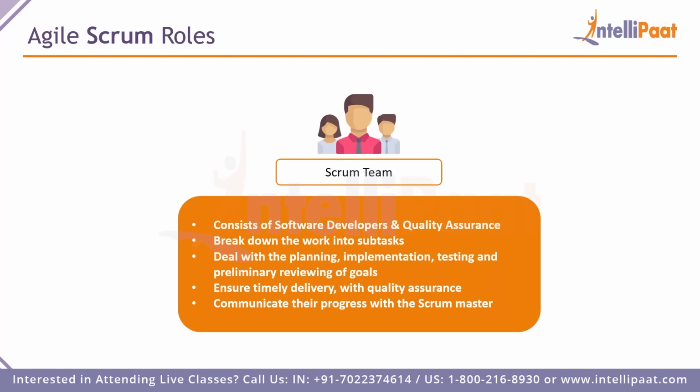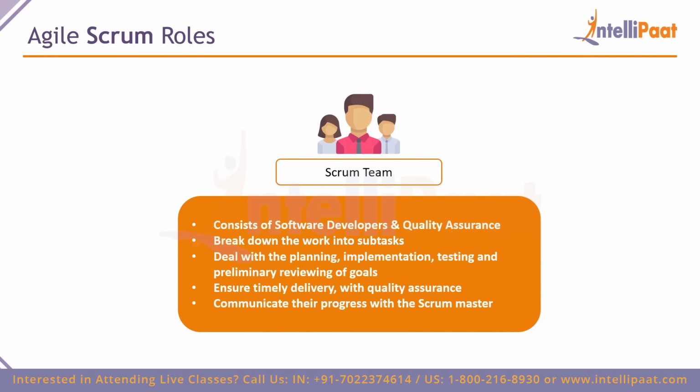And then finally, we have the most important aspect of any software development lifecycle, which is the development team, in this case, the Scrum team. So this consists of software developers and quality assurance people. The main work of the Scrum team is to break down the work into subtasks and finish those subtasks in the said amount of time. So the Scrum team works on the Agile methodology, which is planning, implementation, testing, and preliminary reviewing of goals. So they will test the software and see if it is matching the quality that is needed, if it is matching the acceptance criteria, and then they will ensure timely delivery.